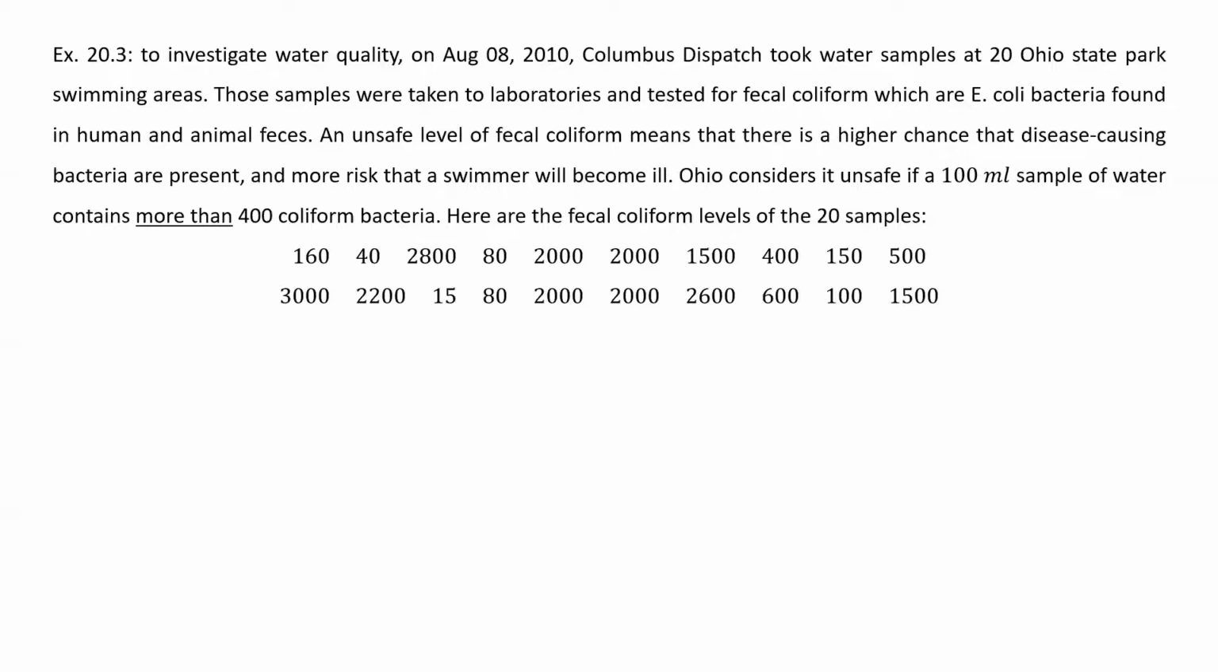An unsafe level of fecal coliform means that there is a higher chance of disease-causing bacteria being present and more risk that a swimmer will become ill. Ohio considers it unsafe if a 100 milliliter sample of water contains more than 400 coliform bacteria. Here are the fecal coliform levels of the 20 samples. The data are given. Part A, write down the null and the alternative hypothesis to be tested.